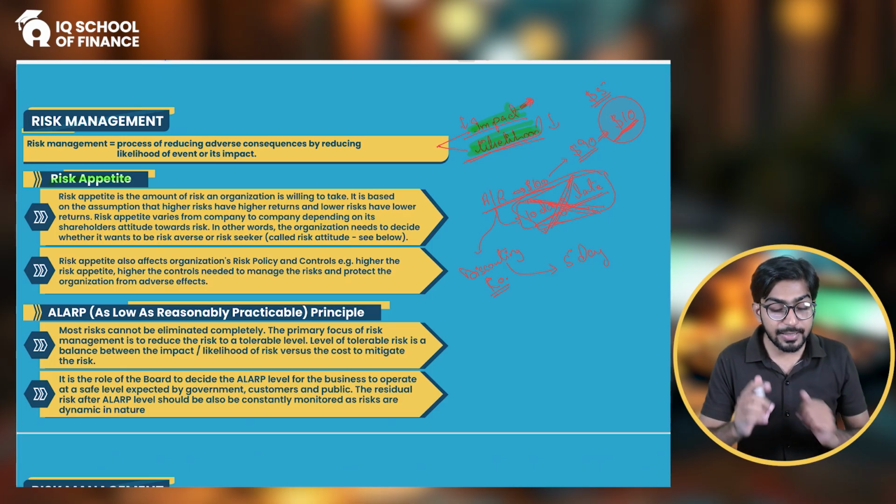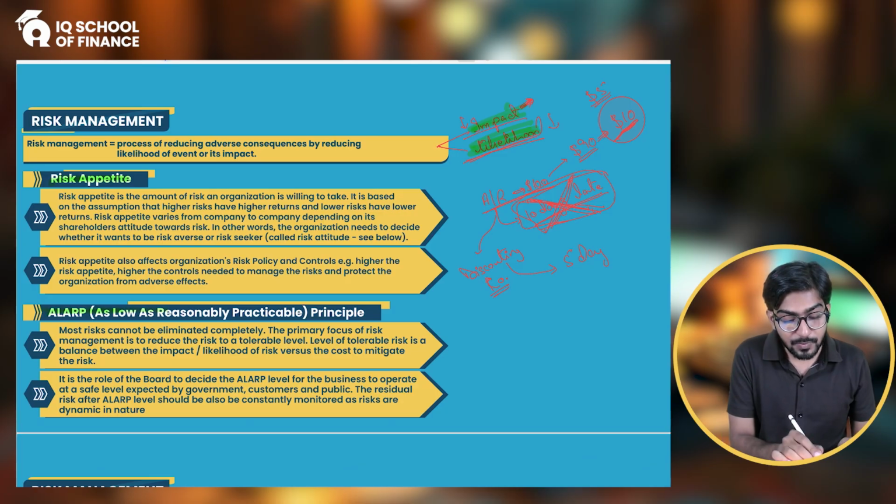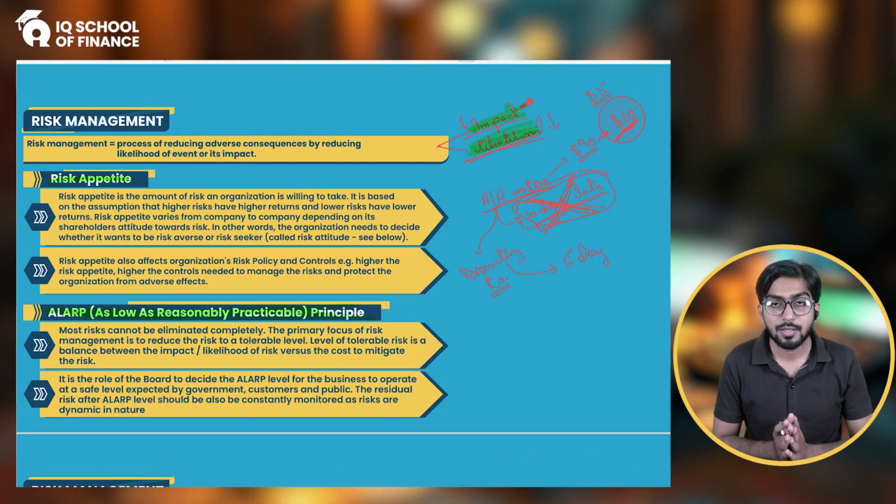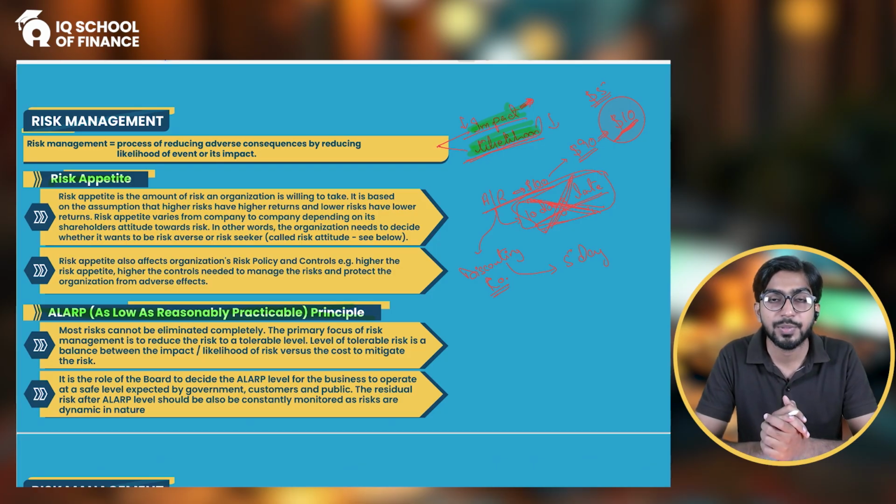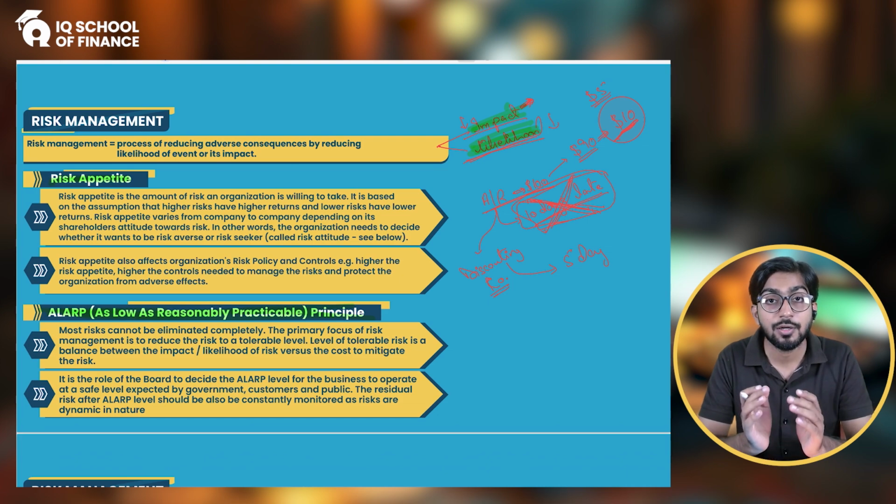All right, and then we have a connecting concept, that is the ALARP principle. What do we mean by the ALARP principle? ALARP principle means as low as reasonably practicable. It means that you should reduce the risk to such a level that it is reasonably practicable.